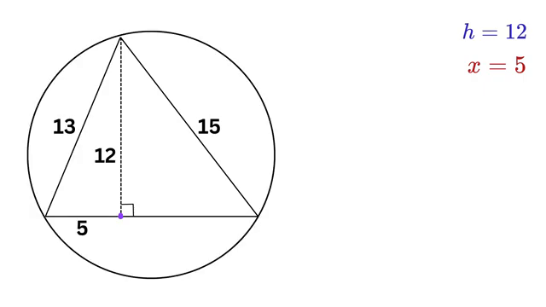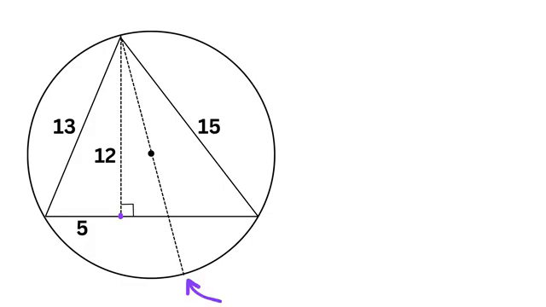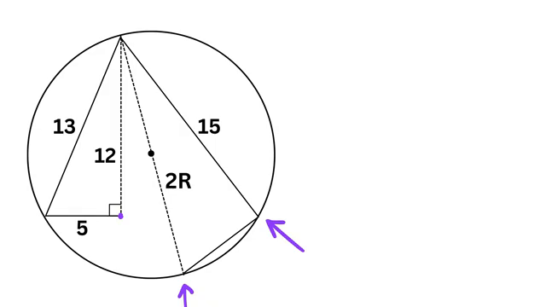Great. Now let's move on to the final part. We will draw a line from this vertex, passing through the center of the circle, and extending to meet the circle again, on the opposite side at this point. This line is the diameter of the circle, which is twice the value of the radius. Label it as 2 times r, where r is the radius of this circle. Now, here comes the magic. Connect this vertex with this point.